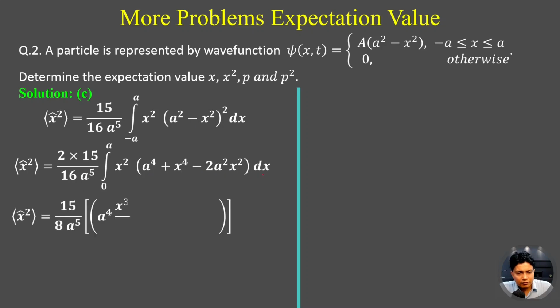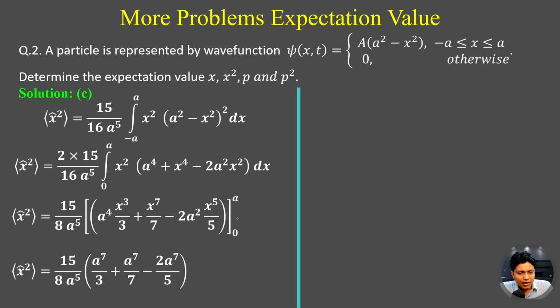After solving, this will be 15/8a^5, because here 2 and 16 cancel out. So this will be a⁴x³/3 + x⁷/7 − 2a²x⁵/5, and the limit is 0 to a. After putting in the value of the limit, this will be 15/8a^5 times (a⁷/3 + a⁷/7 − 2a⁷/5). So here a^5 and a^5 cancel out.